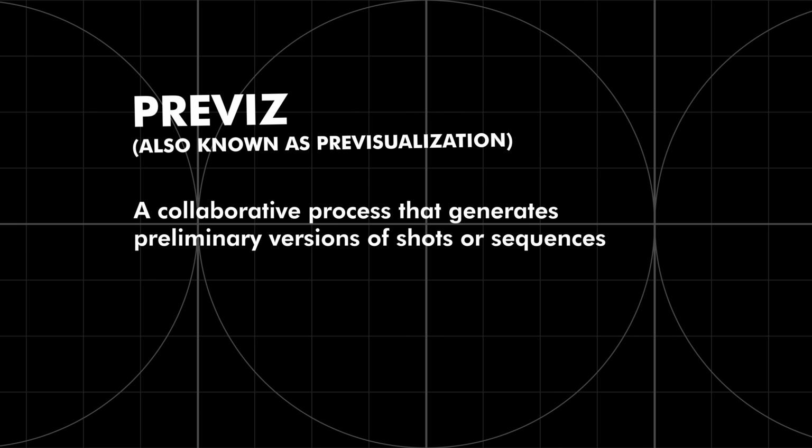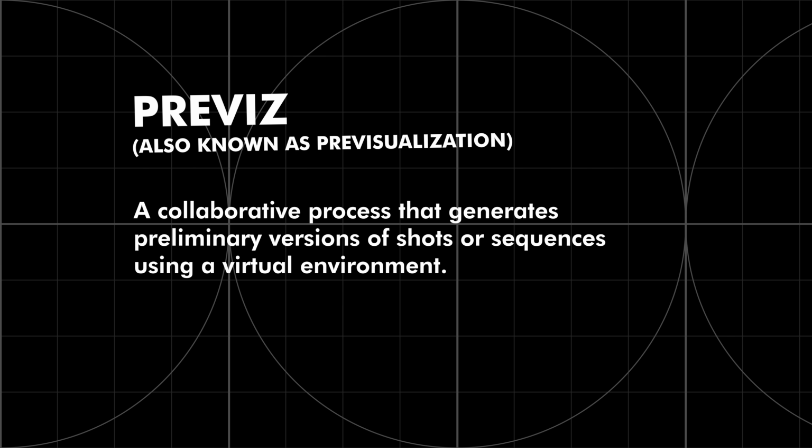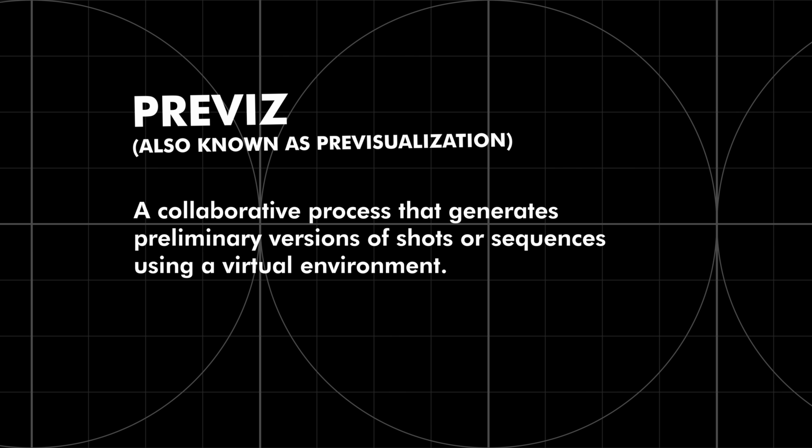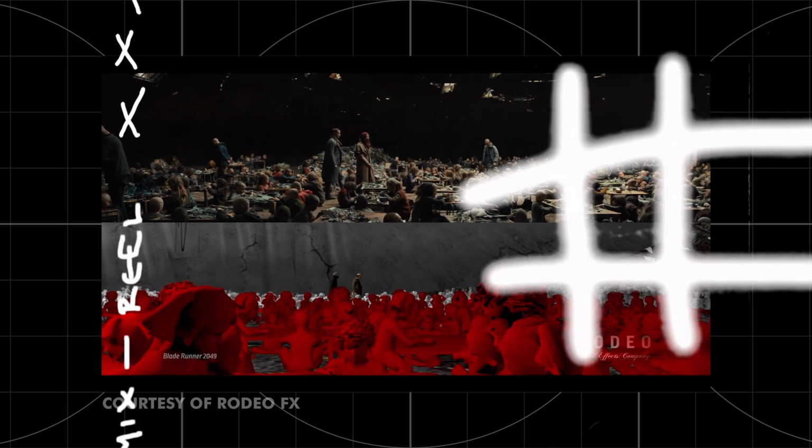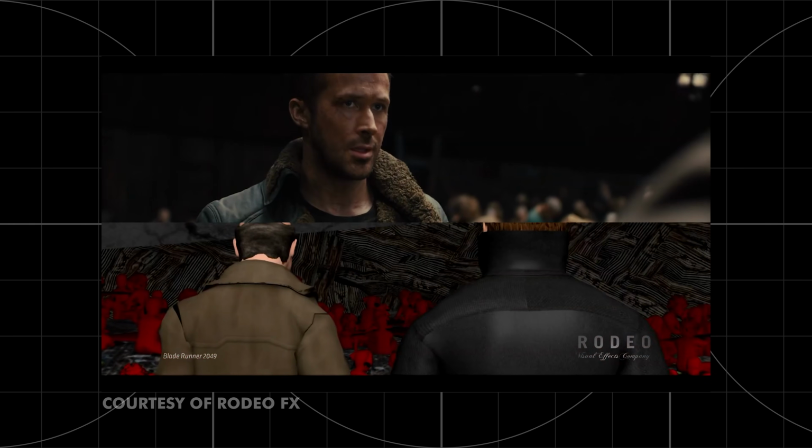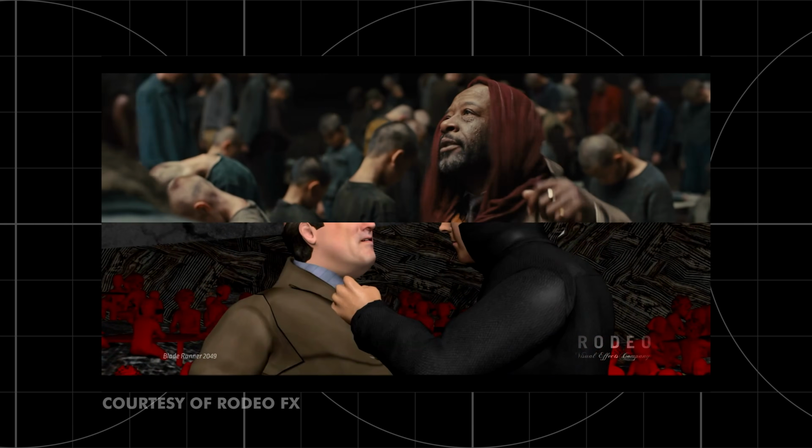So before we get into all that, let's first define what Previz is. Previz is the collaborative process that generates preliminary versions of shots or sequences using a virtual environment. This technique has become increasingly popular over the years in film and TV shows, and now with programs like Unreal Engine, this is becoming more accessible to really any level of production.